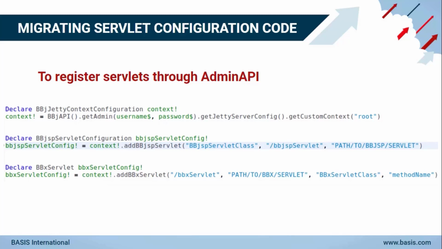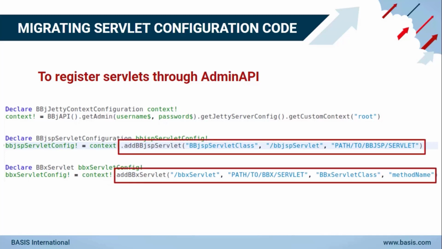These configuration objects allow you to retrieve and set data such as the source file, the configuration file, and the URL the servlet will be mapped to. Notice here the slight differences in parameters between the add BBjspServlet and add BBxServlet methods. Spoiler alert, this will come up again later.